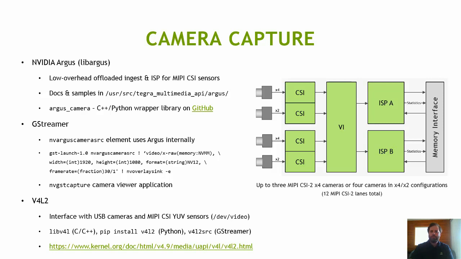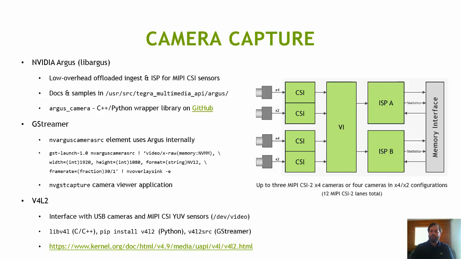Argus is optimized for zero-copy and low-latency multi-camera applications. With Nano, you can stream up to 3 4-lane MIPI CSI2 cameras or up to 4 MIPI cameras in 2-lane configurations. Overall, there are 12 CSI lanes for you to use on the module. Argus has APIs for C++, and there's a wrapper library which includes support for Python that you can find on our GitHub. We also support GStreamer in Jetpack, and we provide a number of hardware-accelerated elements to use in GStreamer pipelines for accessing features like the camera interface and video codecs.